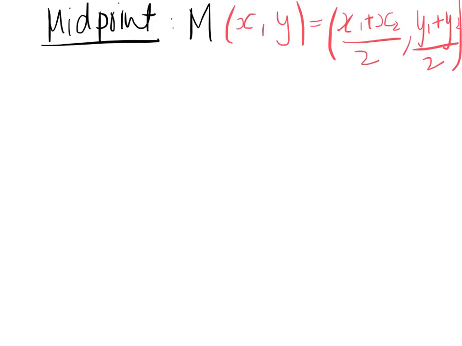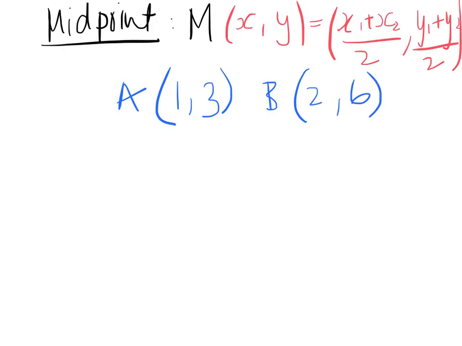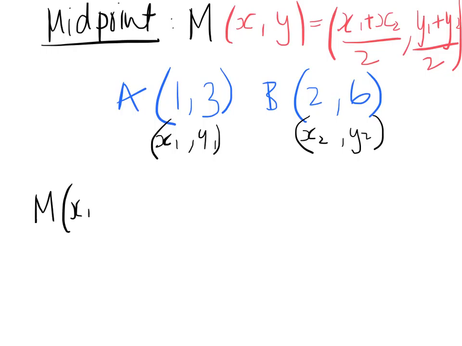Okay, so for example, if my coordinates were A is 1, 3, and B is 2, 6, then I would just use, this one is x1, y1, x2, y2. If it helps, label these. And then substitute in your points. So you know you've got M of x and y, the middle point, and then I put it in.